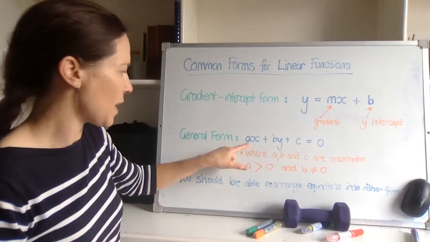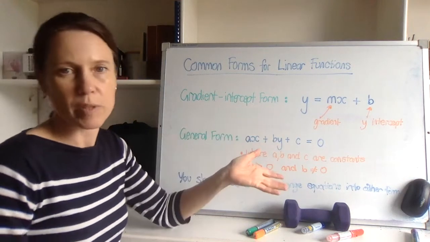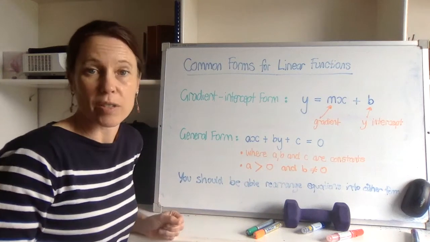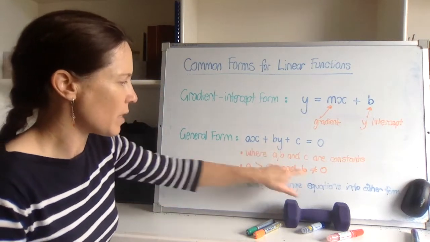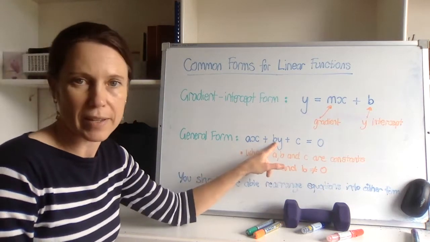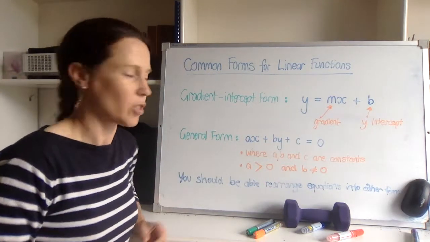Now, why should the A's be positive? Well, it's just a convention. And a lot of these sorts of forms are just ways that we can all be talking about the same thing and have our functions look instantly recognizable. The other condition is that B can't be equal to 0. So all that means is that you have to have some y's in your equation when you're writing out a linear function in this form.